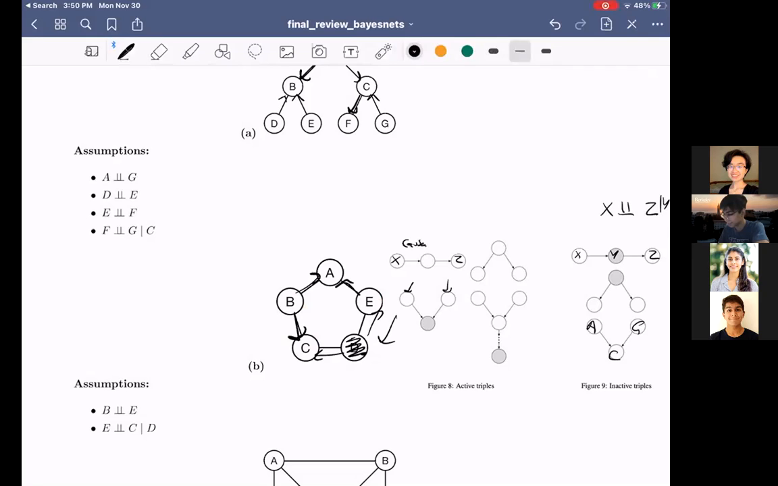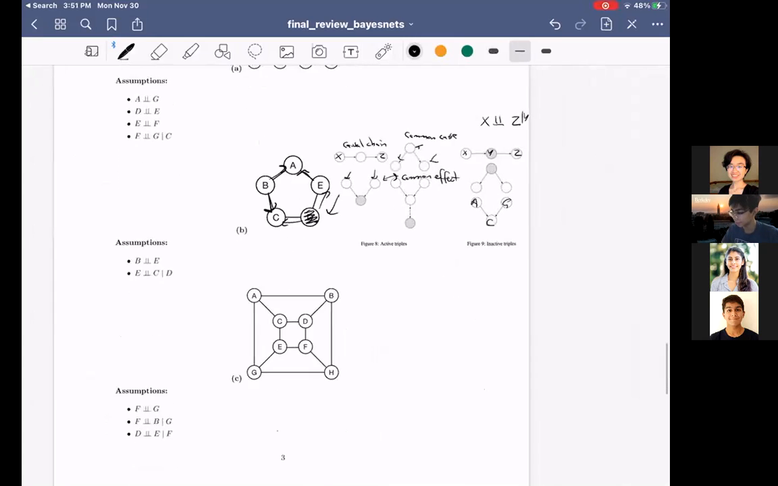If anyone's confused with these names, I'll label them here. Causal chain, common cause, meaning this thing causes both of these, and then common effect, both of these cause this. All we need is one inactive triple along a particular path to make the path inactive. But we need to do that for all paths.